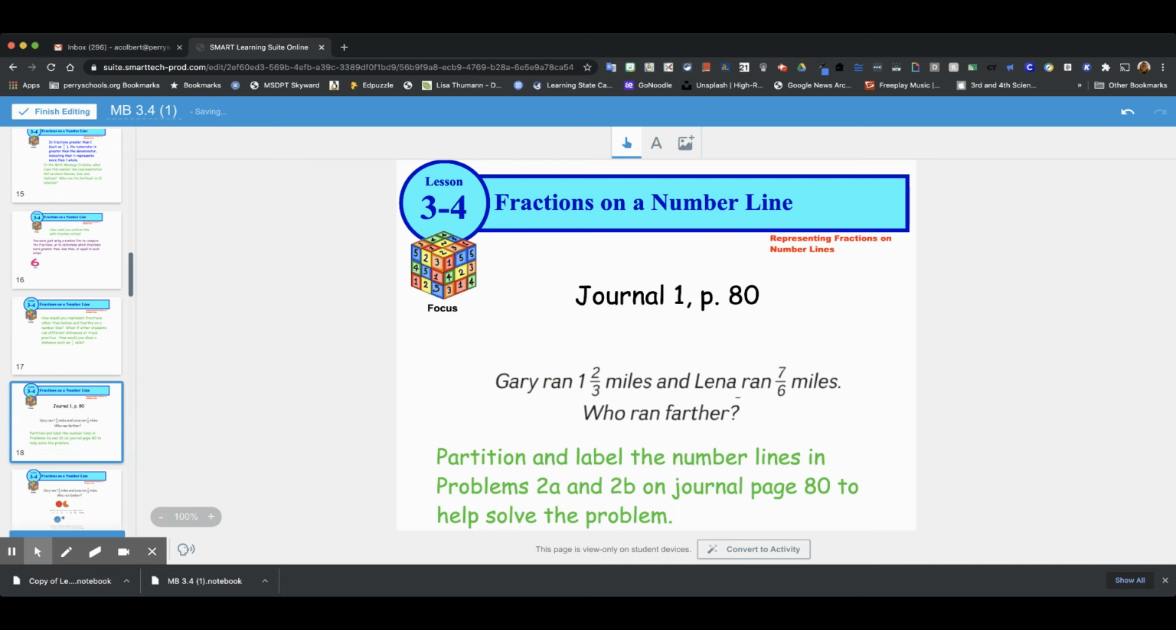If you have closed your journal, please open it back up to page 80. We're going to be working on moving forward with representing our fractions on the number line.